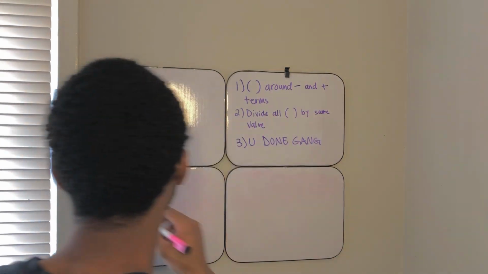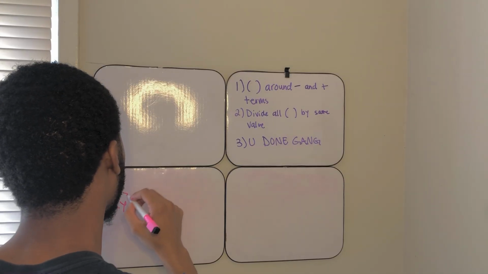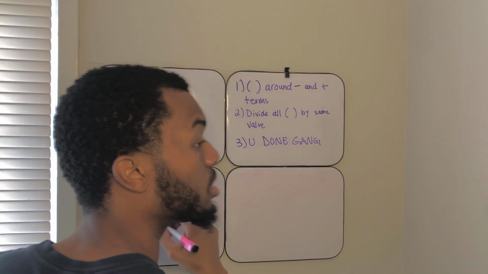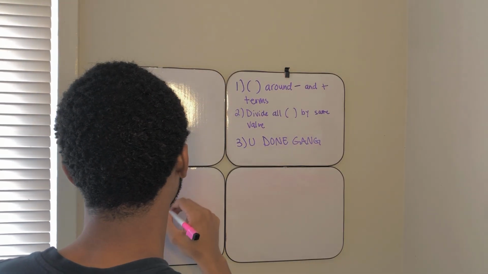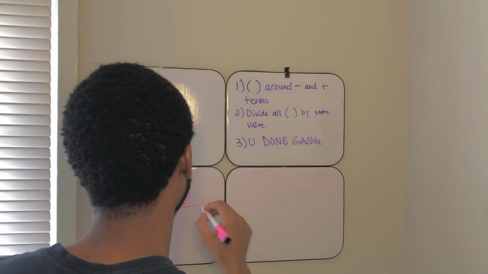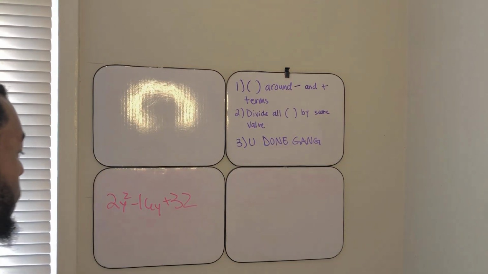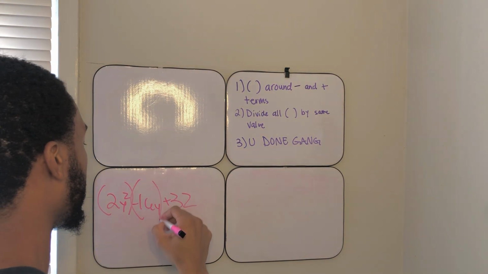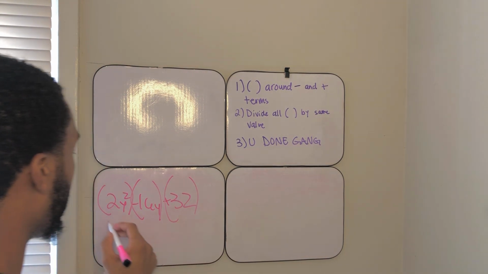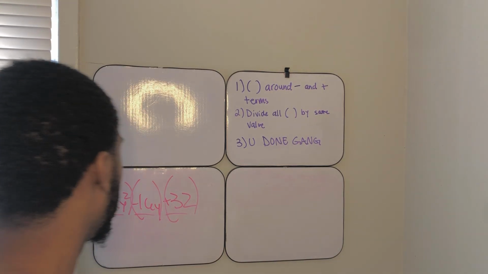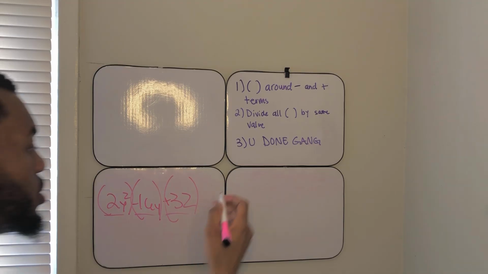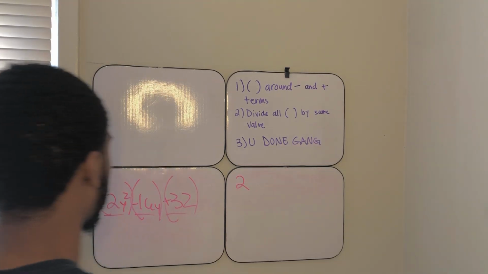Excuse me. Next example, we got 2y squared minus 16y plus 32. Again, put the parentheses around it like that. And we just see, we can divide all of these by 2. So we can put that over to the side right here.